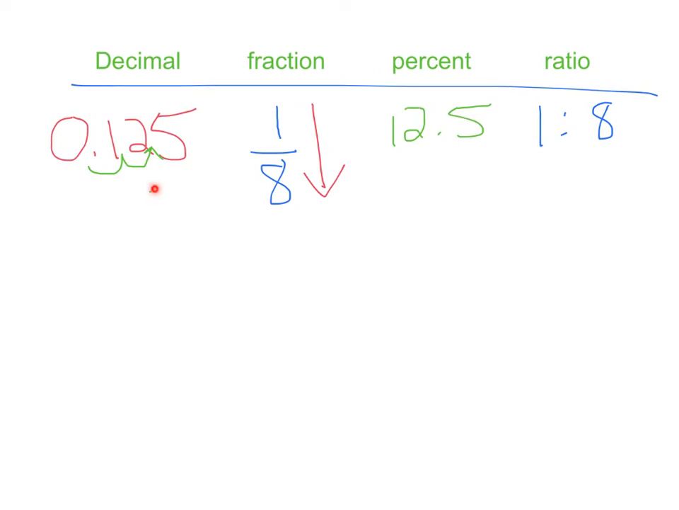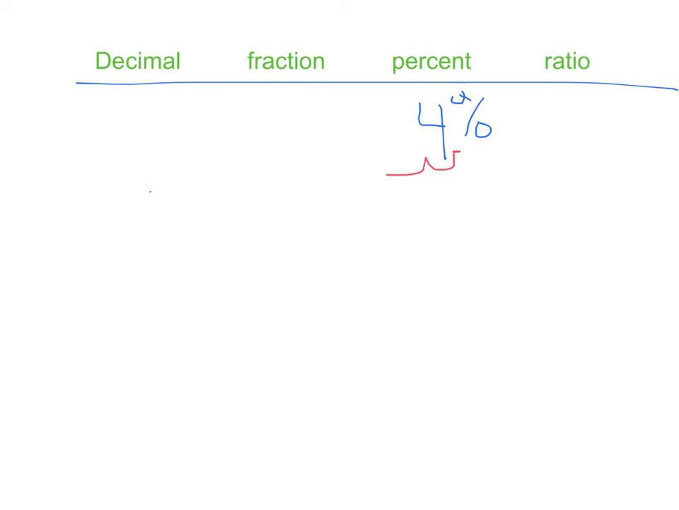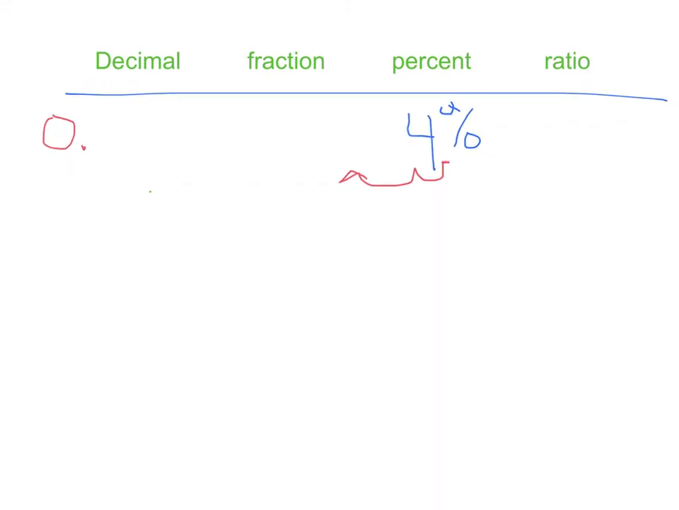Okay, let's try another one. Okay, so let's start with the percent, 4%, small percent. I'm going to do a couple things with the percent. In this case, 4%, I know how to go percent to decimal by taking that decimal point, which is assumed to be right behind the 4, and moving it 2 places to the left. That's going to give me the decimal 0.04.